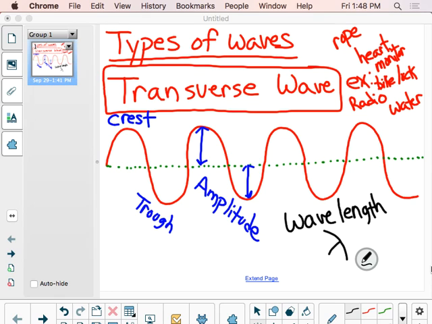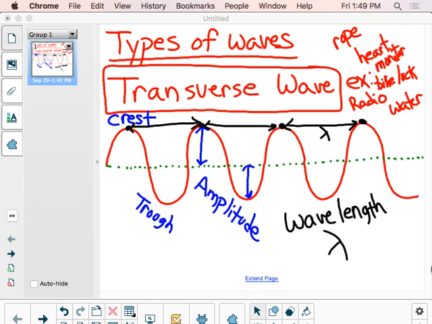This is real easy. All you do is you measure from one crest to the next. And that's called a wavelength. That's one wave. So how many waves do I have here? I have 1, 2, 3 waves in the picture. So there's your 3 waves. Okay? That's the first wave.